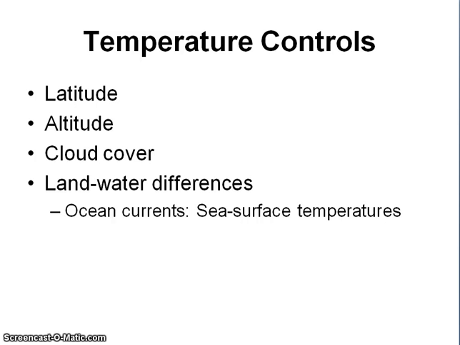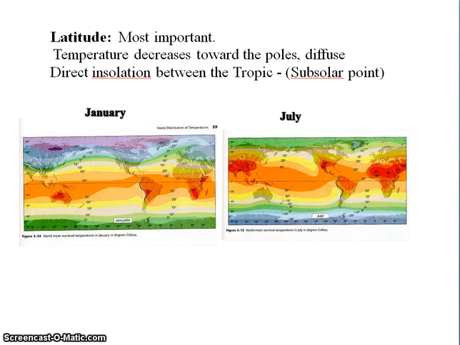The third control would be cloud cover, and we already talked about how variable that is. It can either keep it warmer, so it's like having a blanket at night where it keeps that warm air in, or it can be much colder. And then the fourth control on temperature is land-water heating differences. So let's look again at latitude.